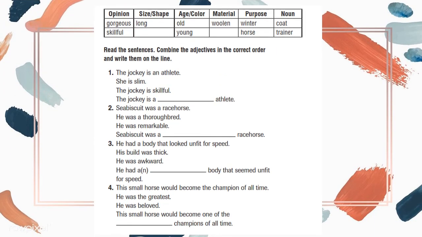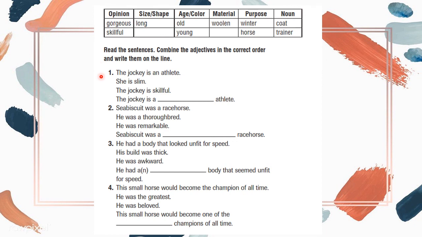Last, this is page 201 of your R&B. Again, let's review the order of adjectives. We have number, then opinion, size and shape, age and color, material, meaning the kind of material that was used to manufacture or make that product, if the noun is a product. Purpose comes before you write the noun. Read the sentences, combine the adjectives in the correct order, and write them on the line. This is how to make longer, smooth, flowing sentences using a series of adjectives in correct order.